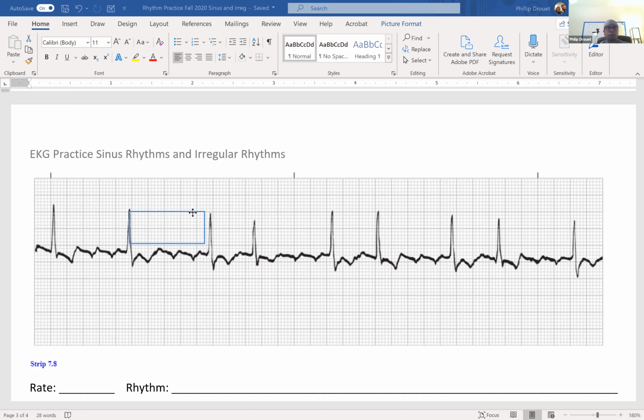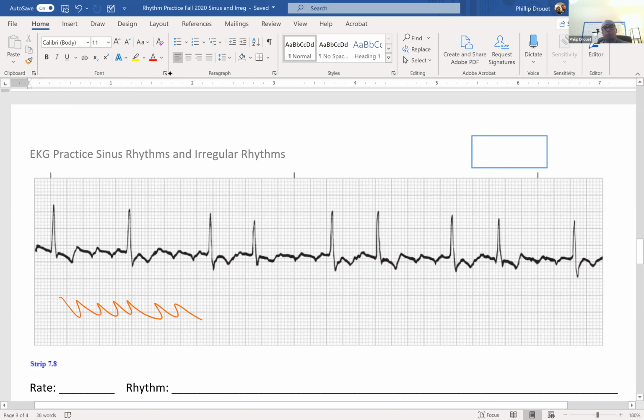So we're short, we're long, we're on, short, on, short, and on. Okay. Now, one of the first things you're going to be able to notice here is this what we call sawtooth pattern, right? And there's only one rhythm that we know has what's called a sawtooth pattern. So we're going to go ahead and say that this is atrial flutter.